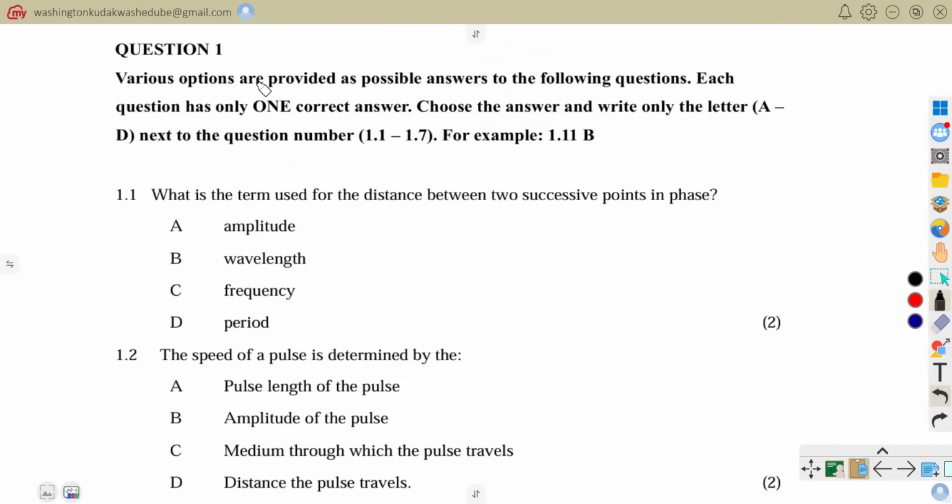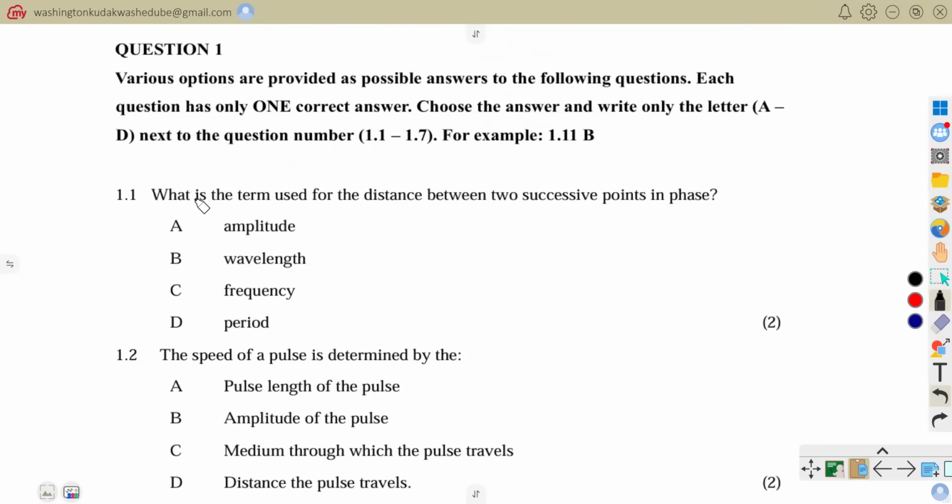So you will see that this question paper has got a multiple choice section that is having 7 questions, and then it will be having structured questions. So you are always going to be given your multiple choice questions first, and then you'll be given structured questions. So question number 1 is your multiple choice questions, and they are saying that various options are provided as possible answers to the following questions, and each question would be having only one correct answer. So from the possible answers that are given, you're supposed to only choose one correct answer. Out of A, B, C, and D, there is always only one correct answer.